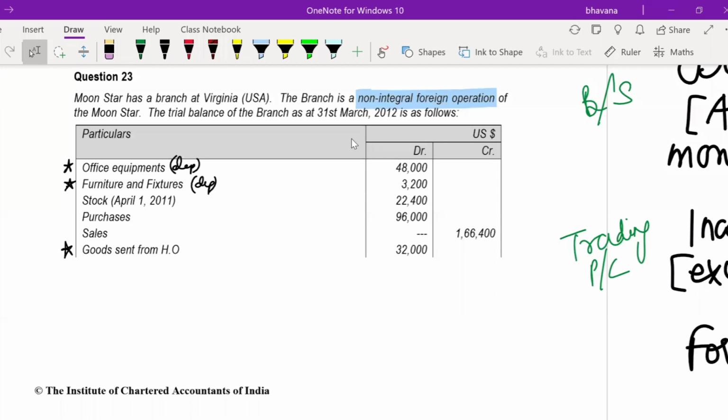So here Moonstar has a branch at Virginia, USA. The branch is a non-integral foreign operation of Moonstar. The trial balance is given as follows, in US dollars. So this is the trial balance of the Virginia branch, and this branch is located in the USA.